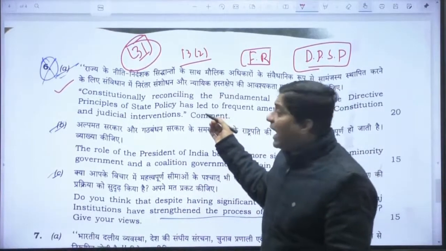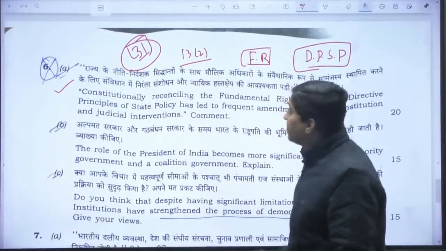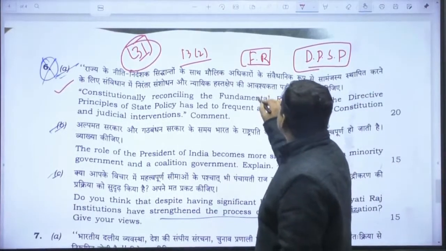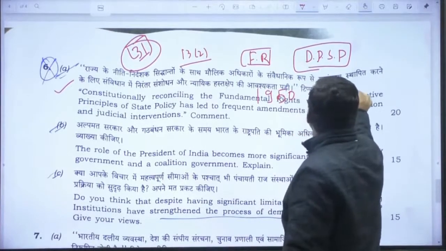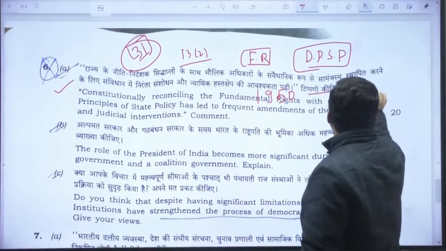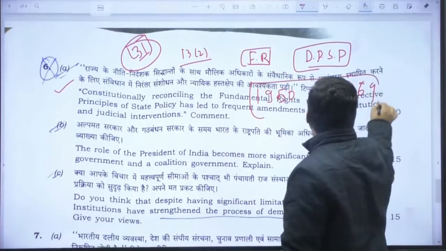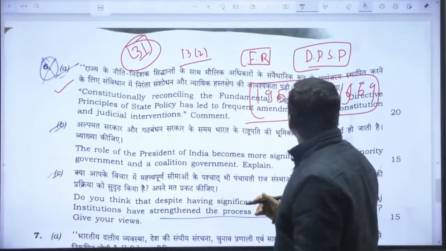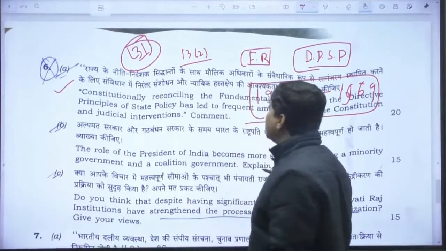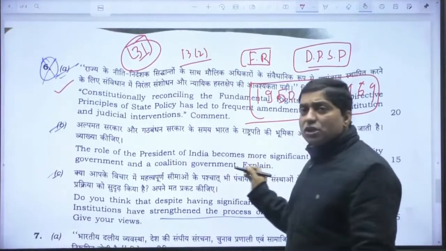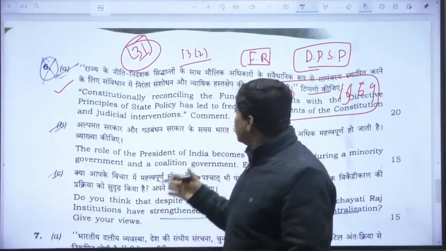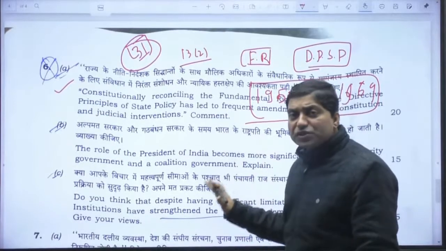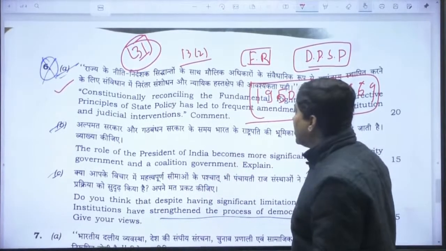But the First Amendment Act reduced this conflict because they created the ninth schedule. Now if you look at the Indian judiciary from 1950 to 1967 or 1969, this period is called a period of harmony between the judiciary and parliament related to fundamental rights and directive principles. During this period, the Supreme Court in the Sajjan Singh case argued that the Parliament has authority to amend any provision of the Constitution, fundamental right and DPSP, anything.